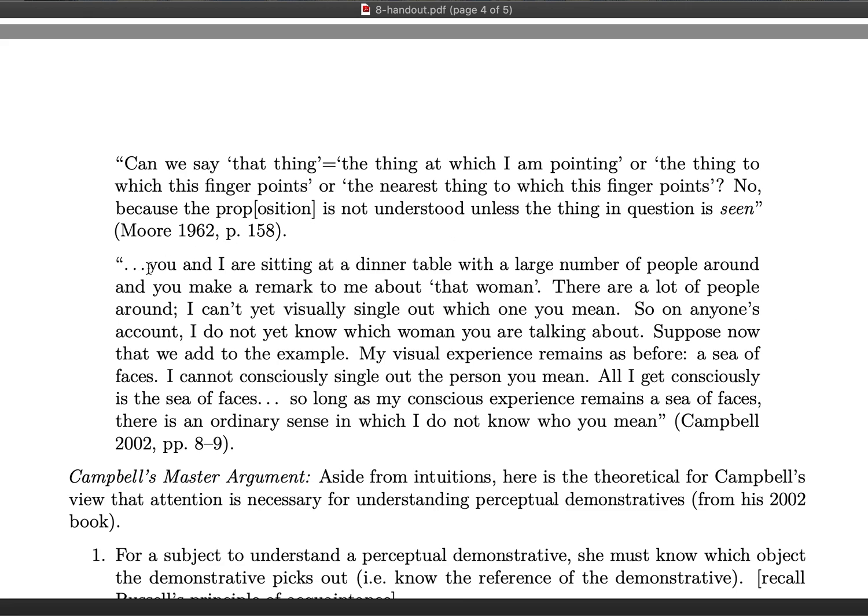You and I are sitting at a dinner table with a large number of people around, and you make a remark to me about that woman. So you use the perceptual demonstrative, that woman. There are a lot of people around. I can't yet visually single out which one you mean. So, on anyone's account, I do not yet know which woman you're talking about.